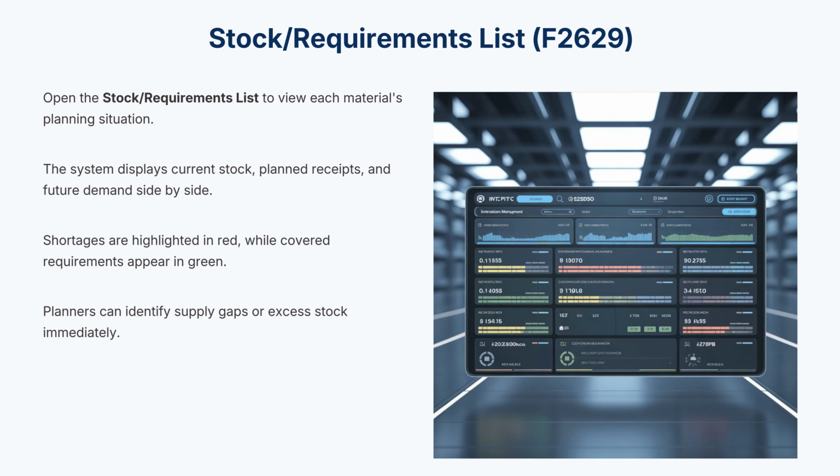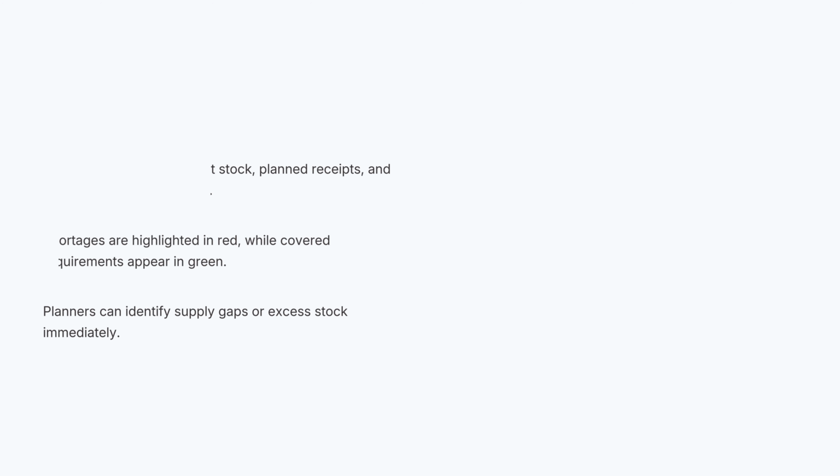Stock Requirements List F2629. To view material level detail, open the Stock Requirements List F2629 app. This list shows every transaction impacting supply and demand, current stock, planned receipts, and requirements. The color-coded interface highlights shortages in red and covered items in green. It's the planner's main cockpit for day-to-day materials management and shortage prevention.